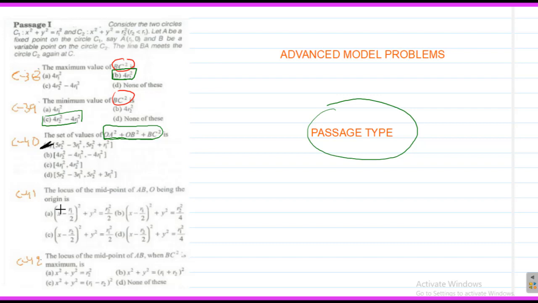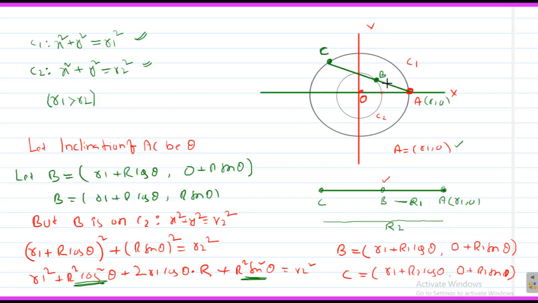Okay, so what is the problem number 41? The locus of midpoint of AB, O being the origin. We need to find the locus of midpoint of AB. We need to see the diagram again. Here B is a variable point. If B is varying, automatically C will vary. A is constant. B and C are varying. Automatically midpoint of AB will vary.